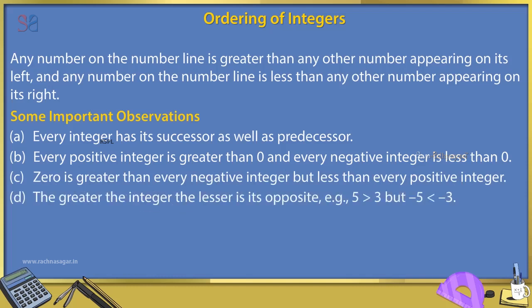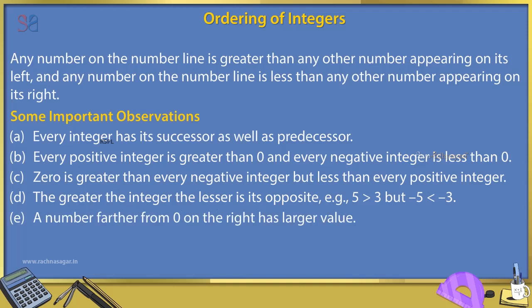D. The greater the integer, the lesser is its opposite. Example, 5 is greater than 3 but minus 5 is less than minus 3. E. A number farther from 0 on the right has a larger value. F. A number farther from 0 on the left has a smaller value.